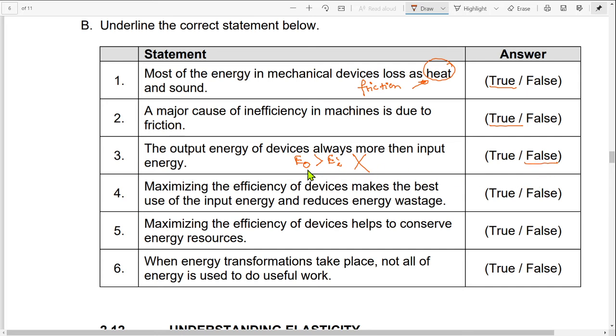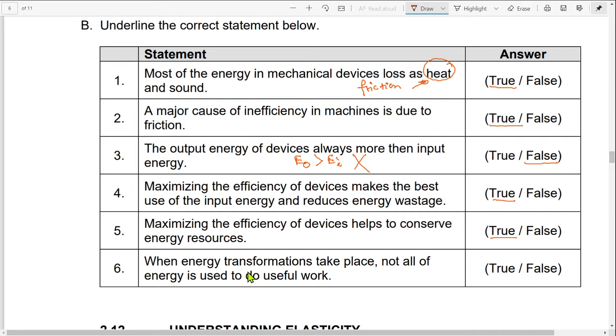The output must always be less than or equal to our input energy. Okay, 4. Maximizing the efficiency of devices makes the best use of the input energy and reduces energy wastage. So this is a true statement. Okay, 5. Maximizing the efficiency of devices helps to conserve energy resources. Okay, this one here is also a very true statement.